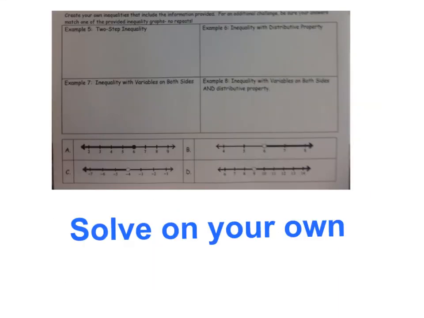As I said in class, these 4 examples you create yourselves, but they have to have an answer that matches these graphs. So if you did 2-step inequalities and wanted it to match this graph, you could do 2x plus 3 equals 9, or not equals, greater than 9, and then you could get b as your graph.